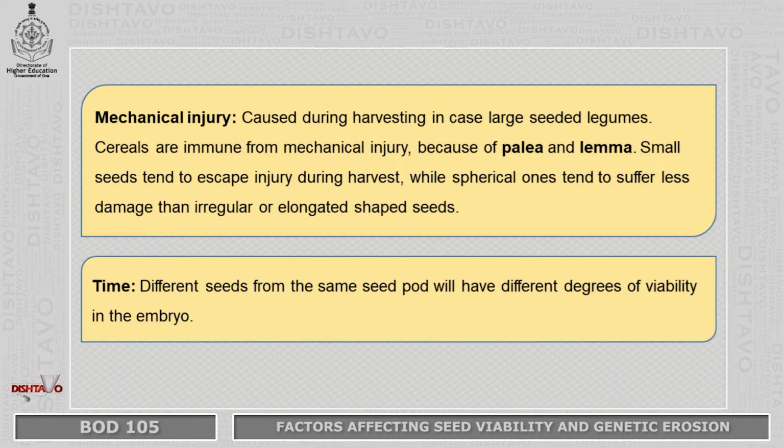Next, time. Different seeds from the same seed pod will have different degrees of viability in the embryo. This is because of the nutritional quality of the seed or the plant; depending upon that, the different seeds will mature at different times.